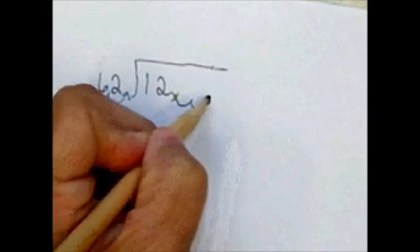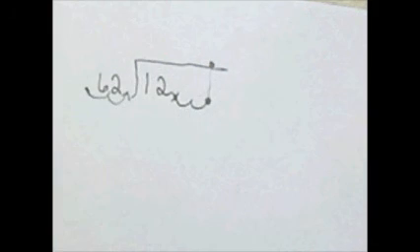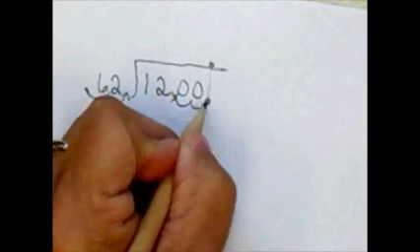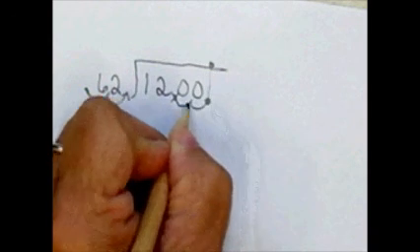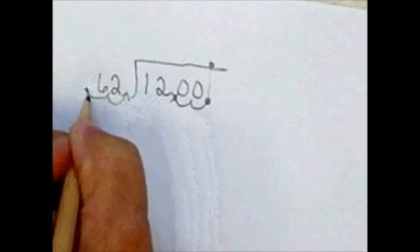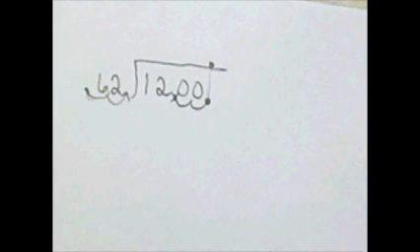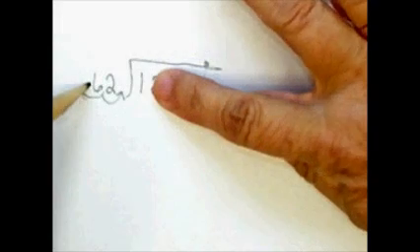And I have to hold zeros here because there has to be a way to hold the place to make sure that I've got my zeros accounted for in moving my decimal. Alright, now 62 won't go into 1. It won't go into 12, but it will go into 120 one time.